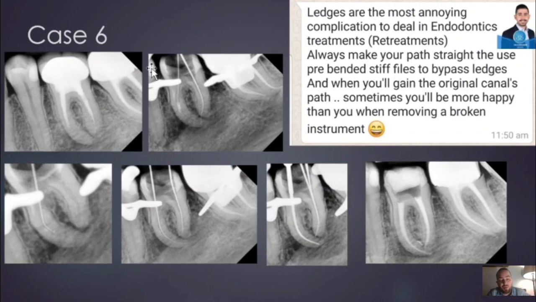The last clinical case today is case number 6, which is not mine. This case is for my dear friend and brother, Dr. Zahir Swaidan, a very talented endodontist in Syria. We can see how he managed this very tough retreatment case, again, short root filling, ledge that he bypassed, and we can see his final obturation, very beautiful obturation, and we can see the lateral canal here filled. And this is his comment about ledges in general, especially in retreatment cases.